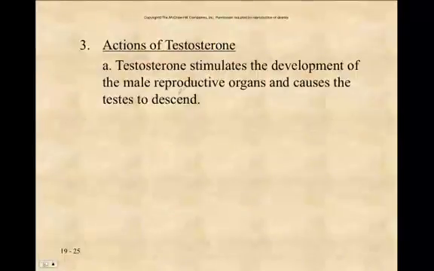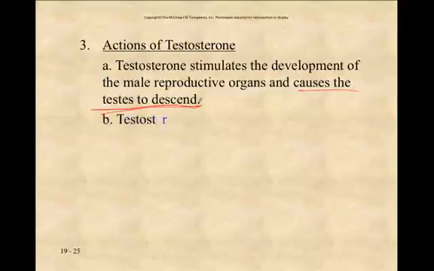Testosterone is going to stimulate the development of your male reproductive organs, as you probably know. And it's also going to cause the testes to descend. That's important because we need the testes to descend away from the body so that they can maintain a temperature that's slightly cooler than the body temperature. And that will be the temperature that is ideal for spermatogenesis.